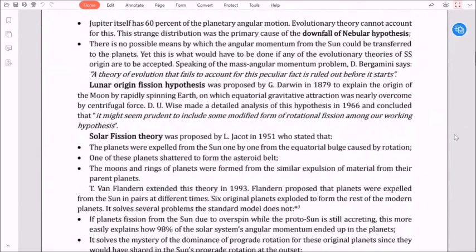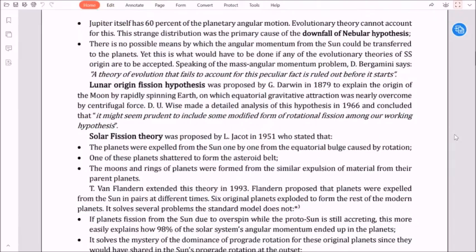Jupiter itself has 60% of the planetary angular momentum. Evolutionary theory cannot account for this. This strange distribution was the primary cause of the downfall of the nebula hypothesis. There is no possible means by which the angular momentum from the sun could be transferred to the planets. Yet this is what would have to be done if any of the evolutionary theories of solar system origin are to be accepted. Speaking of the mass angular momentum problem, Bergamini says, a theory of evolution that fails to account for this peculiar fact is ruled out before it starts.